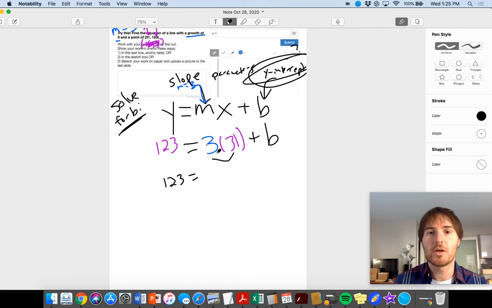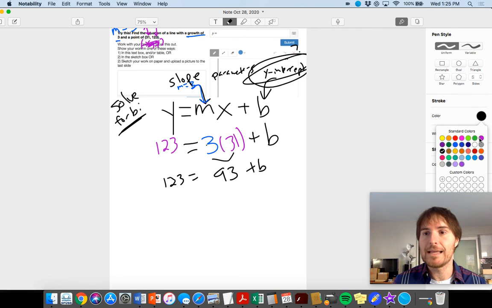So here we have 123. 3 times 30 would be 90, right? 3 times 1 is 3. So this is going to be 93. And then we have plus b here. Okay, now we have to isolate b.